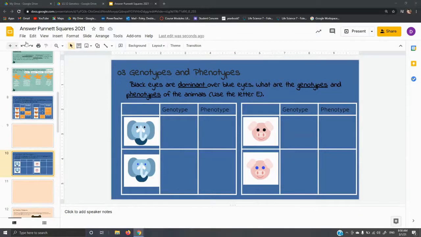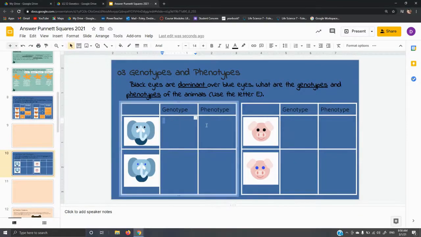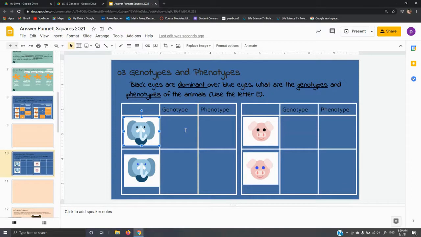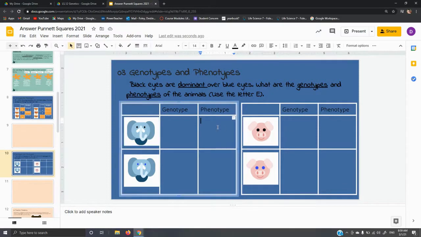For slide 10, you're telling me the genotype and phenotype of each of these individuals. So black eyes are dominant over blue eyes. What are genotypes and phenotypes of each of these animals? Use the letter E. Remember, genotype is the genetic makeup. Phenotype is the physical appearance. So this elephant here has black eyes. So its phenotype is going to be black eyes.